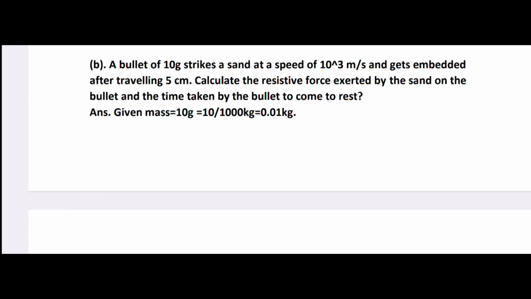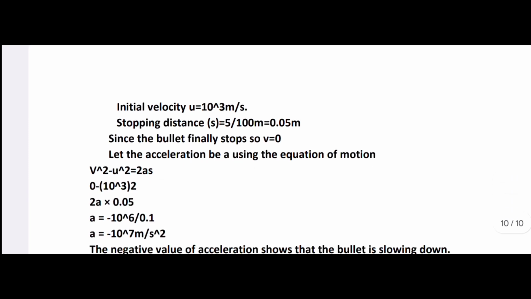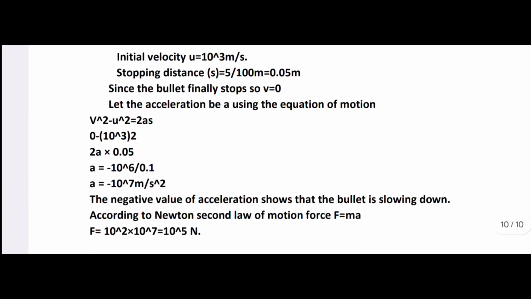Now given mass is 10 gram. We can write this as 0.01 kg. Initial velocity u is equal to 10 raised to power 3 meter per second. It is given to you. Okay. Stopping distance is 5 centimeter. 1 centimeter is equal to 1 upon 100 meter. So 5 centimeter is equal to 0.05 meter. Since the bullet finally stops, so final speed of the bullet is 0.